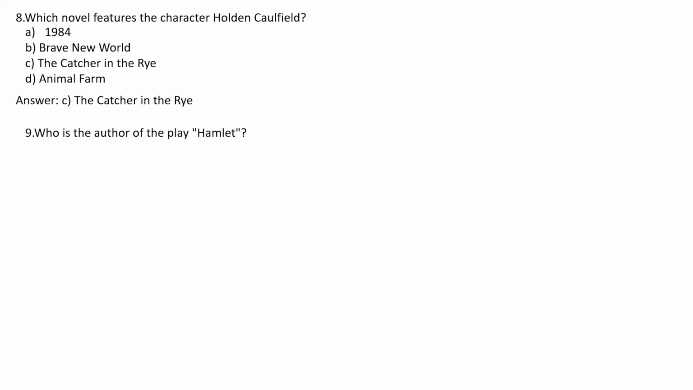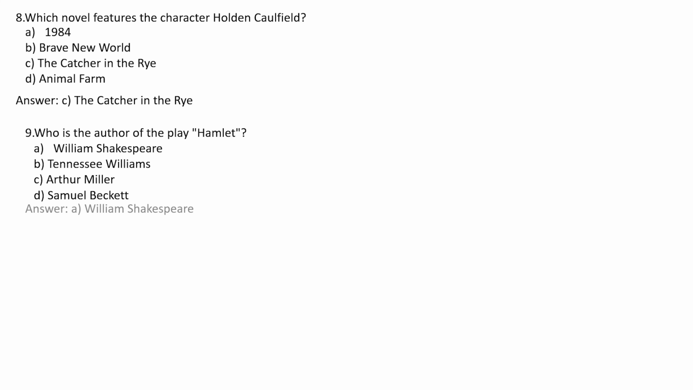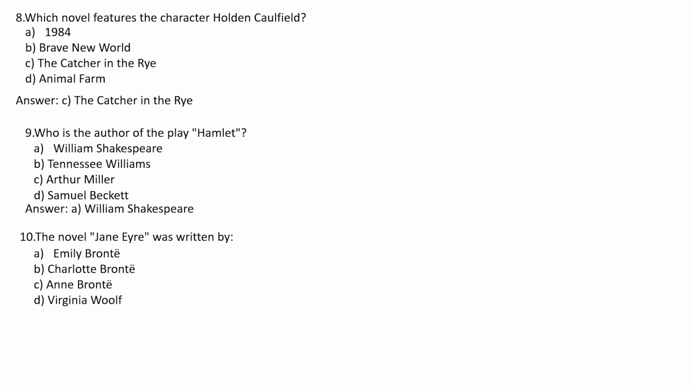Who is the author of the play Hamlet? Option A, William Shakespeare, option B, Tennessee Williams, option C, Arthur Miller, option D, Samuel Beckett. And the correct option is William Shakespeare. Our next question is, the novel Jane Eyre was written by Emily Bronte, Charlotte Bronte, Anne Bronte, Virginia Woolf. And the correct option is Charlotte Bronte.